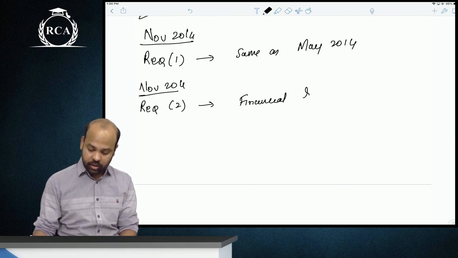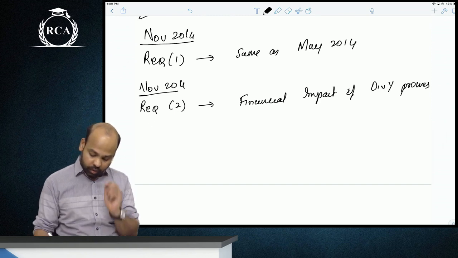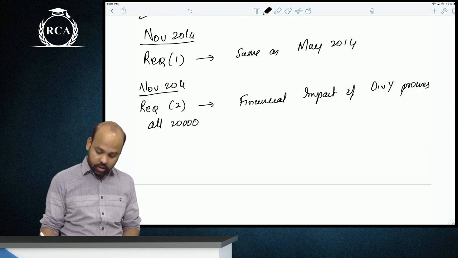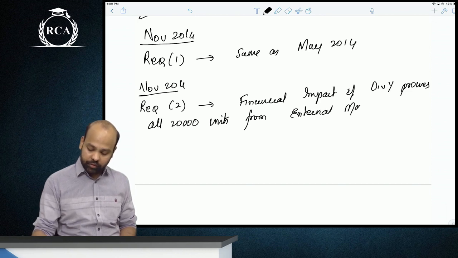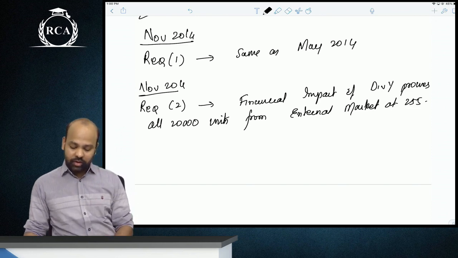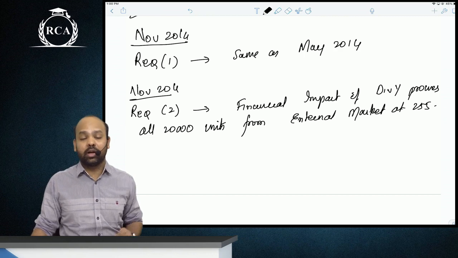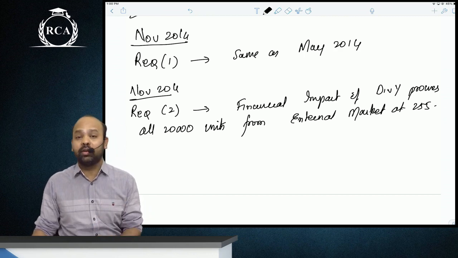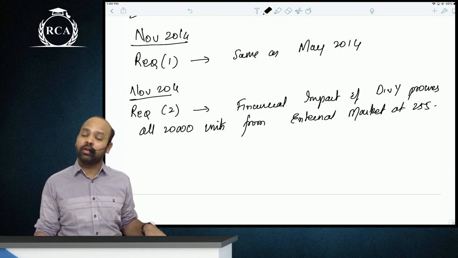Financial impact if division Y procures all 20,000 units from external market at 255 rupees. Division Y, beta, is procuring all of those 20,000 units, guys, from an external market at 255 rupees. So what would be the financial impact of all of this? What would be the financial impact, guys, of this?